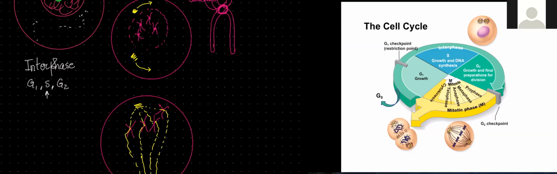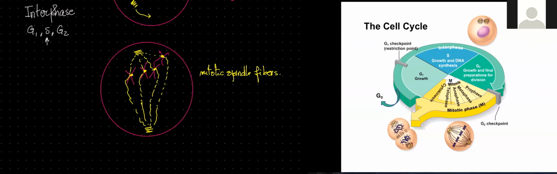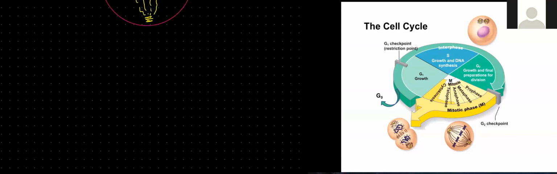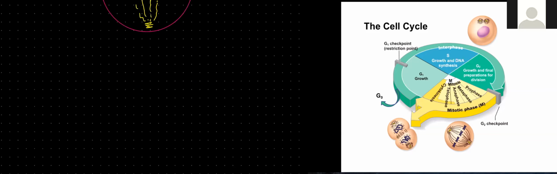This is my centromere. So the mitotic spindle fibers here will be attaching those chromosomes at the centromere. And they will start to pull those chromosomes to the two poles of the cell. So this takes us to our next phase of the mitosis, which is my metaphase.